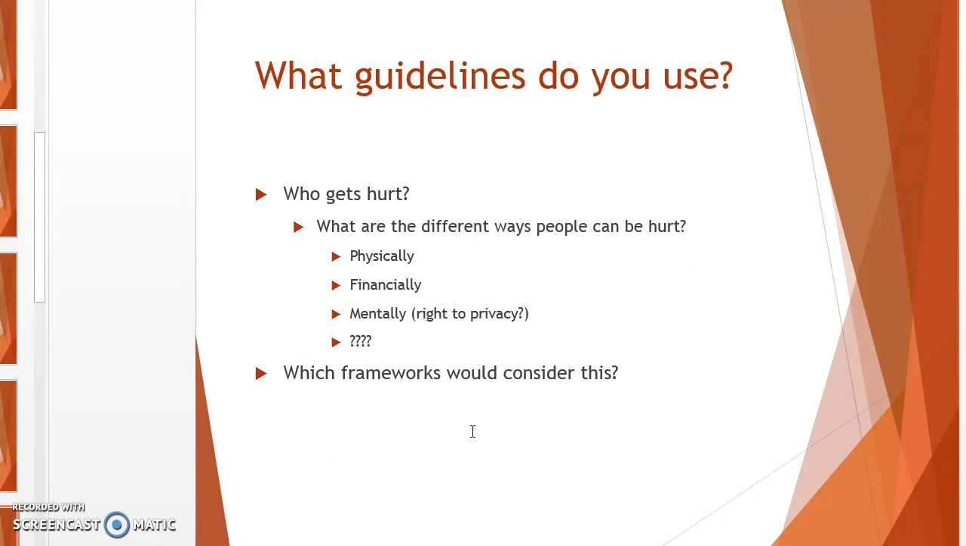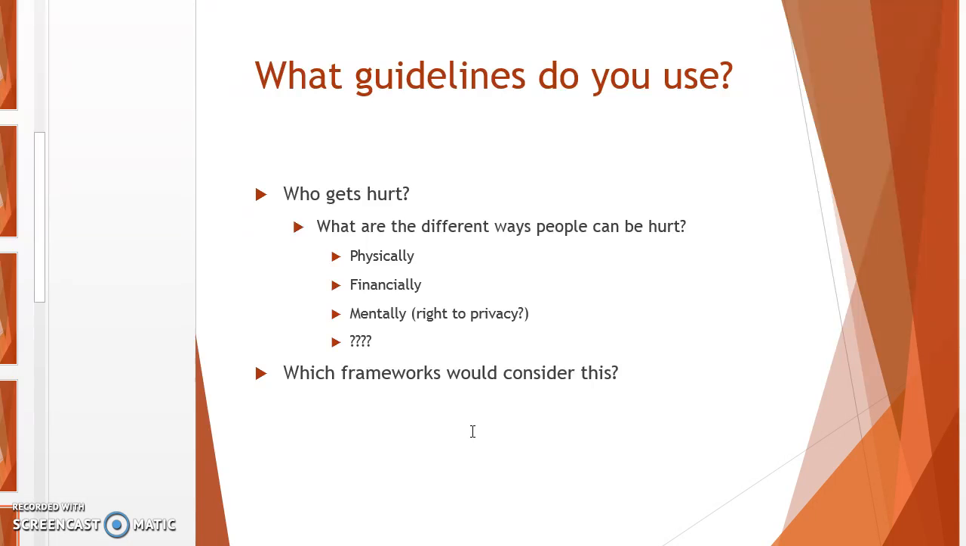So that was a look at the different frameworks. Let me talk about some other things that you might be thinking. If I just said, you're in an ethical dilemma, how do you decide? Somebody might say, I would look at who gets hurt. So what are the different ways people can get hurt? It could be a financial injury, a financial harm. It could be physically.